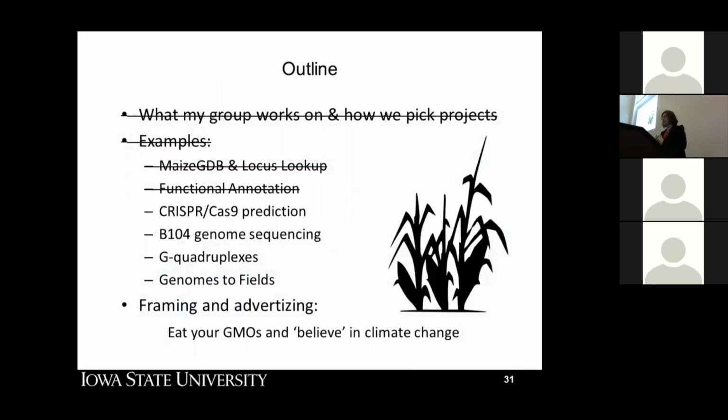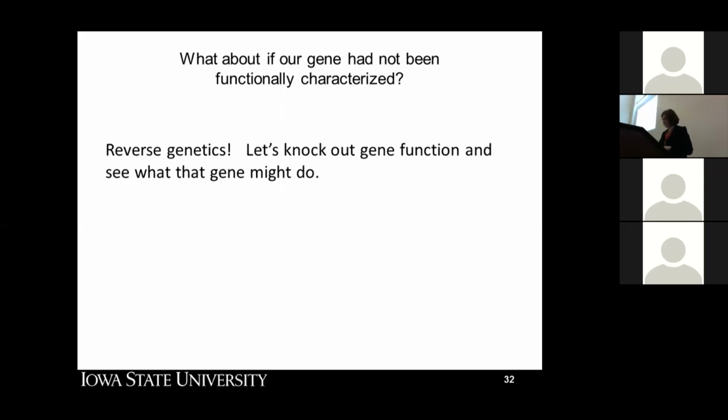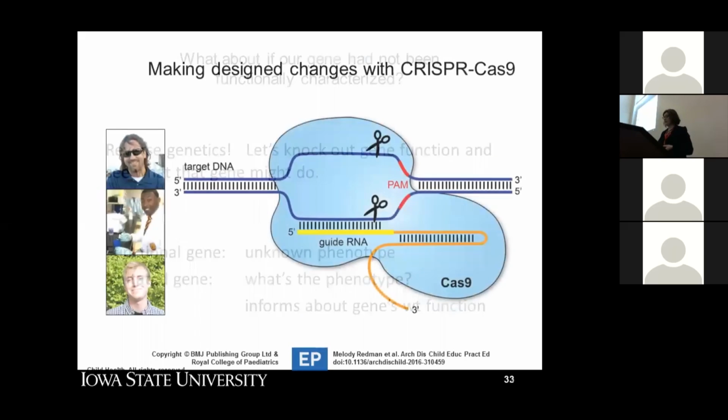Next, we're going to talk a little bit about a CRISPR-Cas9 prediction tool. I would ask, what do you do when you get to the same point in your process if your gene had not been functionally characterized, or even its functional characterization predicted? If you have some gene you want to work on, you might try reverse genetics, knock out gene function, see what it does. If you have a functional gene, you have an unknown phenotype, what is it doing? If you have a mutated gene, what's the phenotype? And it's going to tell you, this might be what the wild type function is. You maybe can interpret it.